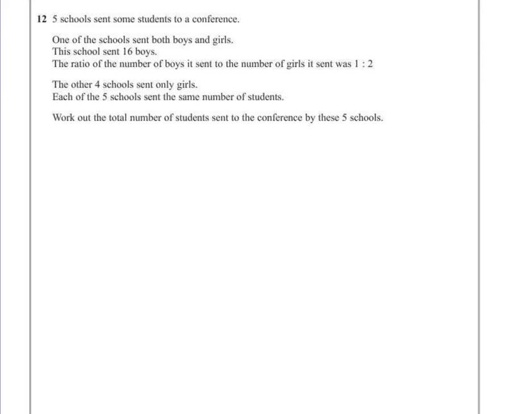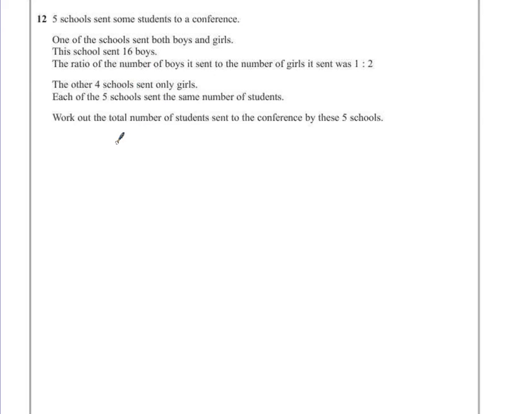Each of the five schools sent the same number of students. Work out the total number of students sent to the conference by these five schools. There's a lot of irrelevant information here. It doesn't actually matter that these four schools sent only girls. What's important is that we know the number of students that each school sent. And that comes from the first school.